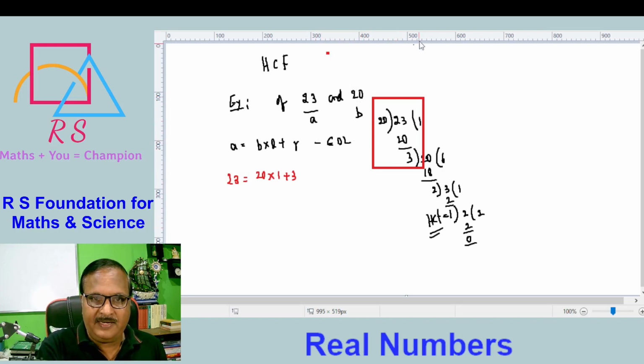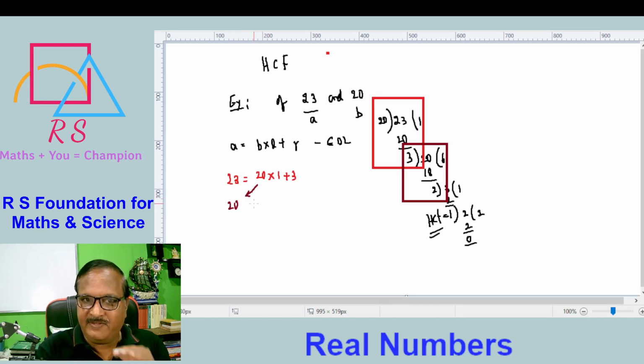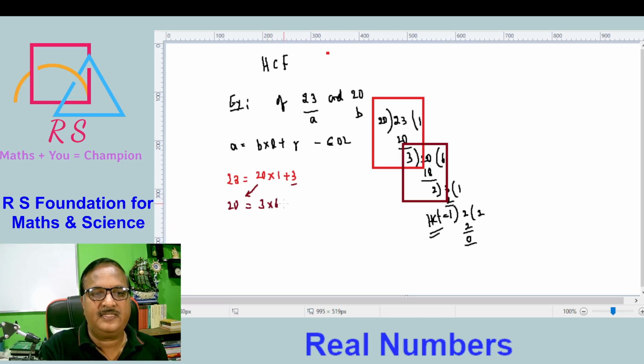Again, in the next process, the second division. In the second division, the divisor of the first step, 20, becomes the dividend, and the remainder 3 becomes the divisor, so 20 equals 3 into 6 plus remainder 2. So this is the third division.